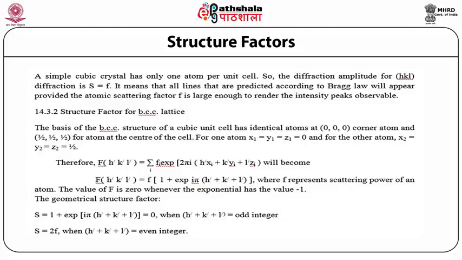The value of capital F is 0 whenever the exponential has the value -1. The geometrical structure factor capital S, equal to 1 plus exponential of i pi (H' + K' + L'), is equal to 0 when H' + K' + L' is an odd integer. S is equal to 2f when H' + K' + L' happens to be an even integer.